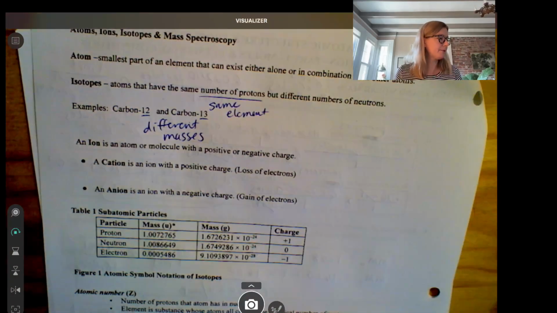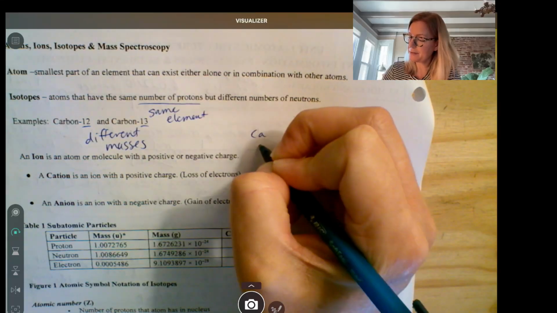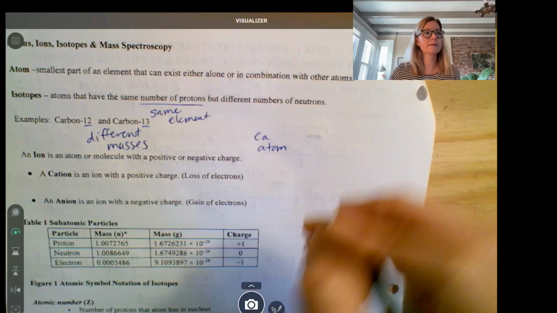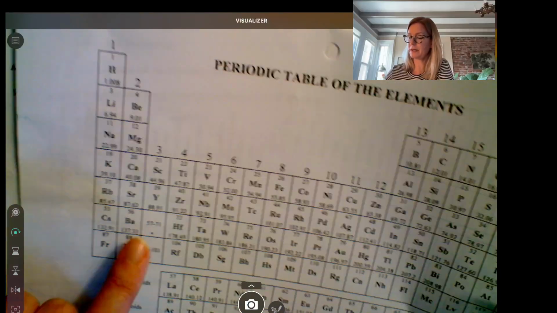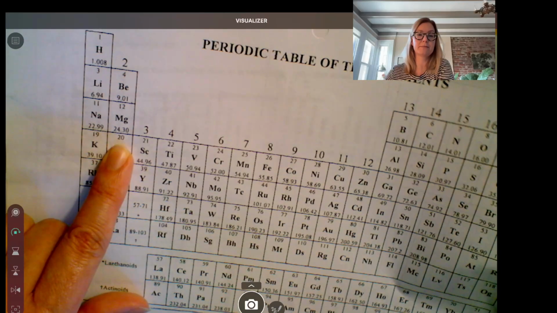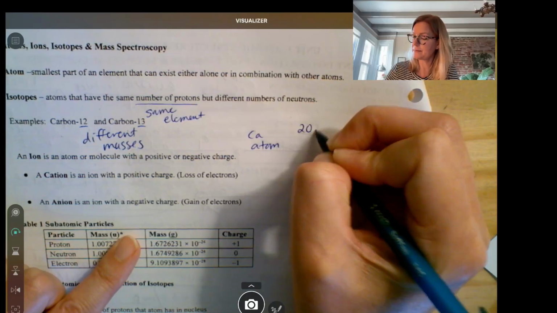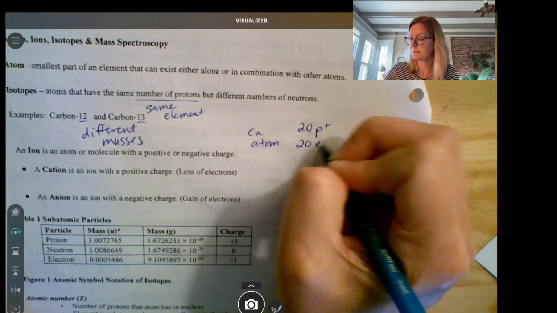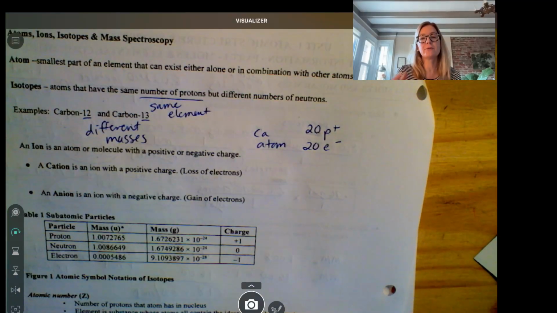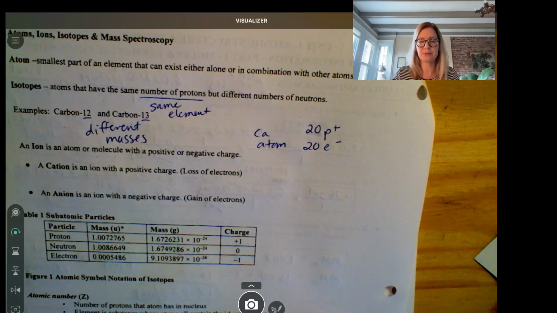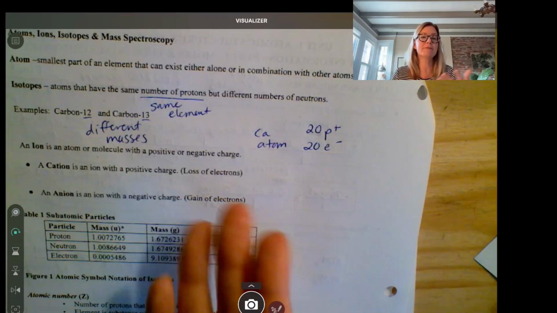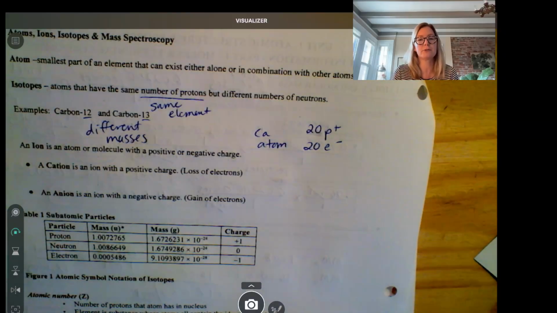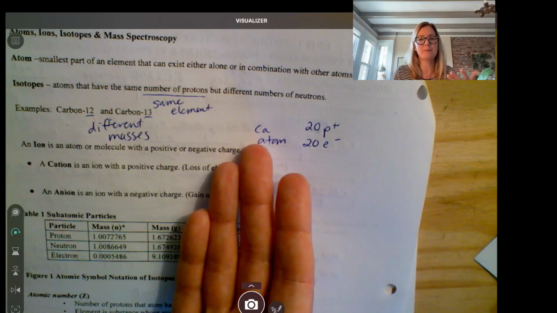So let's take, for example, a calcium atom. Calcium is Ca, okay? The 20 is the atomic number. That's the number of protons, okay? So it has 20 protons. And because it's an atom, it also has 20 electrons, okay? So that means overall it has a neutral charge. All atoms are neutral. They don't have a charge because the number of positive protons and the number of negative electrons is equal, okay? Now calcium atoms may have a variety of neutron numbers, but neutrons don't have a charge. So they don't affect the overall charge of the atom, which is always neutral, okay?